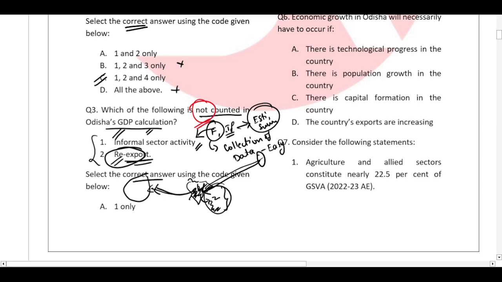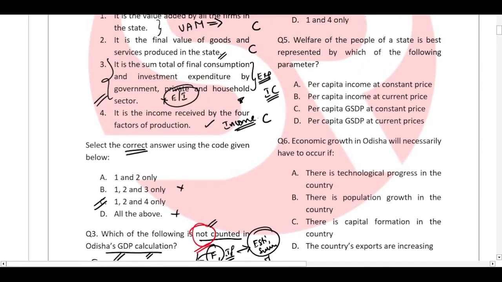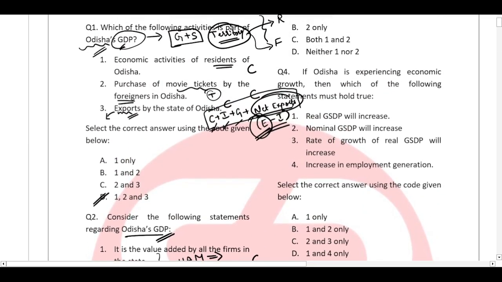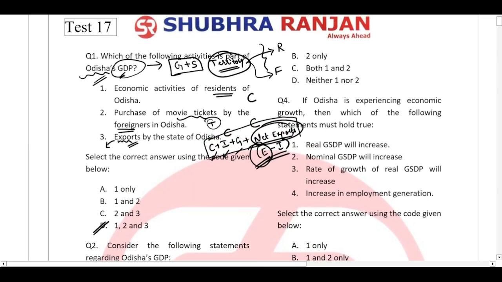But like I said, you have to be careful about what the question is asking. It is not asking us what will be counted. It is asking us what will not be counted. Because they both will be counted, the correct answer is neither one nor two for question number 3.